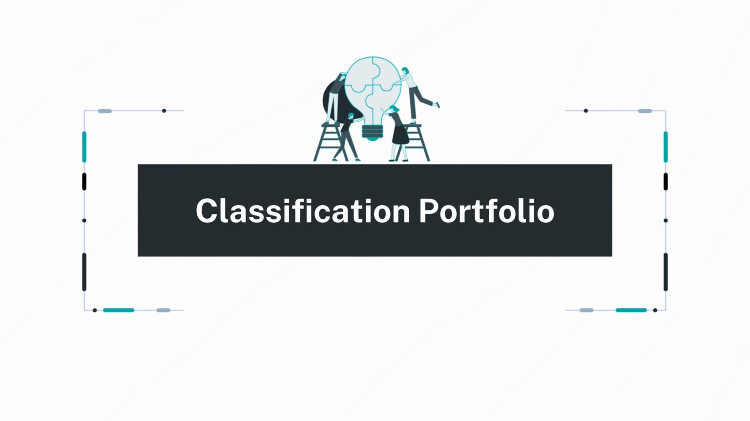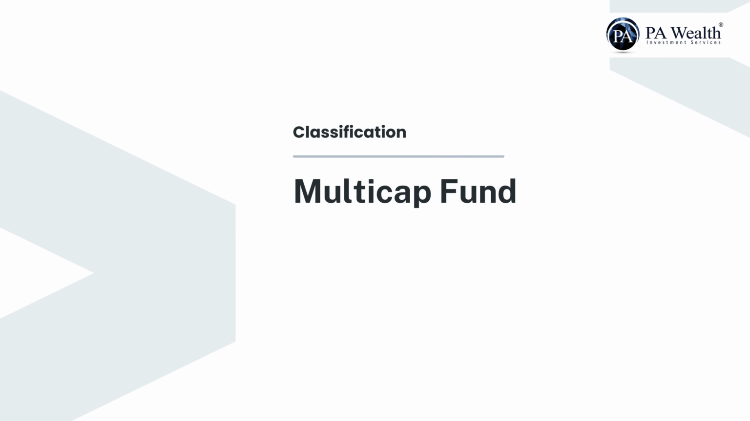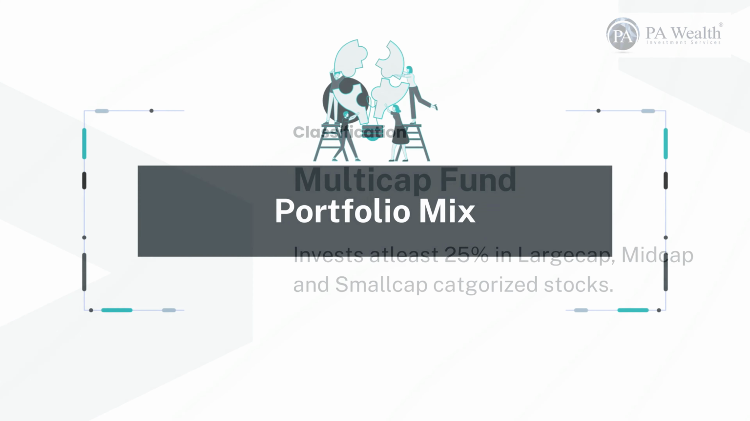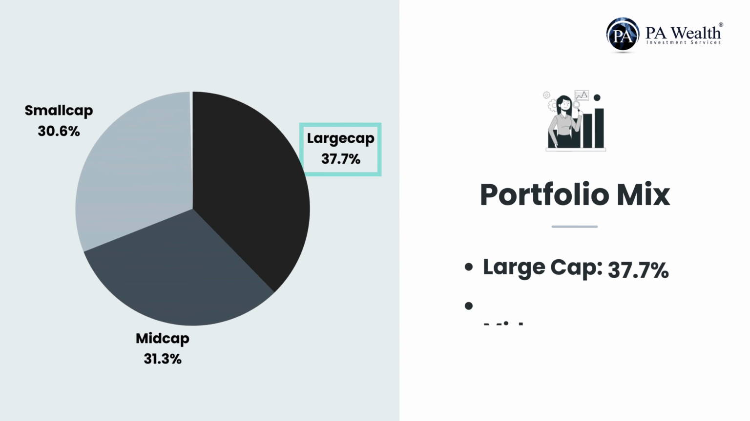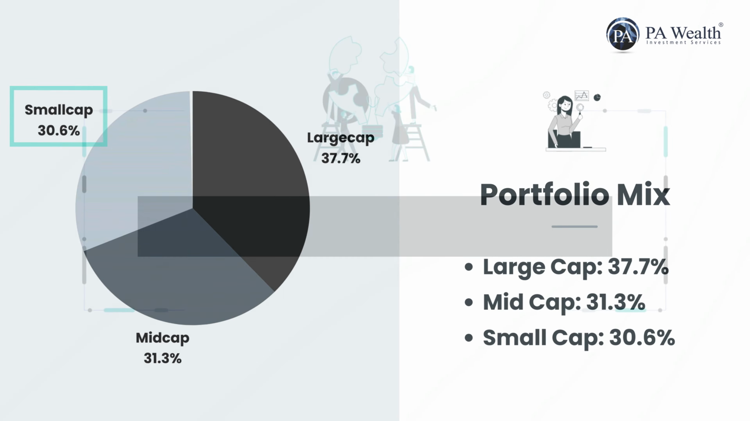Let's take a look at the classification and portfolio of the fund. This fund falls into the equity category, and more specifically, it's classified as a multi-cap fund. This means the fund invests at least 25% in each of the categories of stocks: large cap, mid cap and small cap. First, let's look at the portfolio mix by market cap size. Regarding portfolio composition, large cap accounts for 37.7% of the total composition. Mid cap accounts for 31.3% of the total composition. Lastly, small cap accounts for 30.6% of the total composition of the fund.